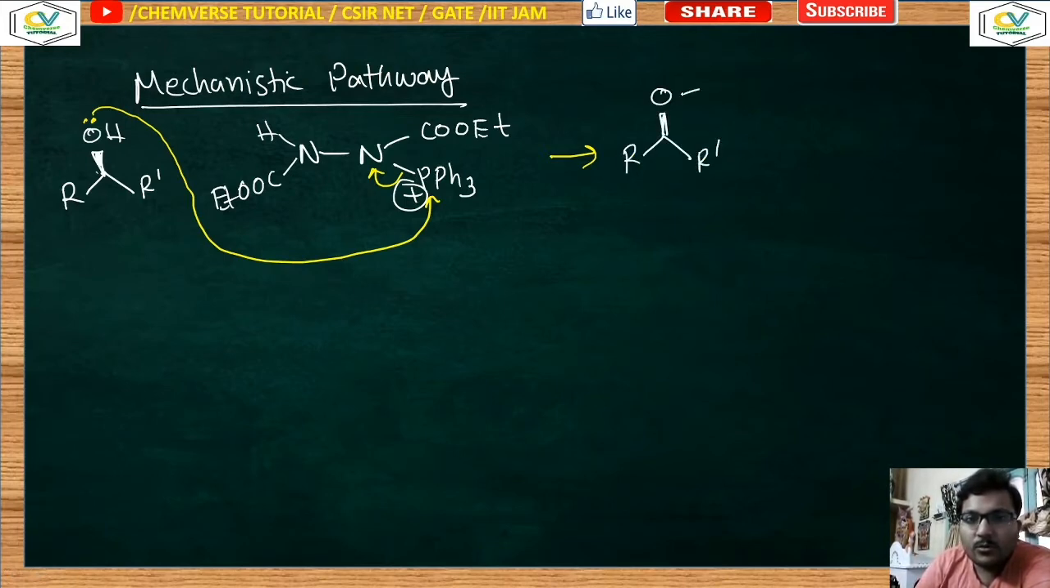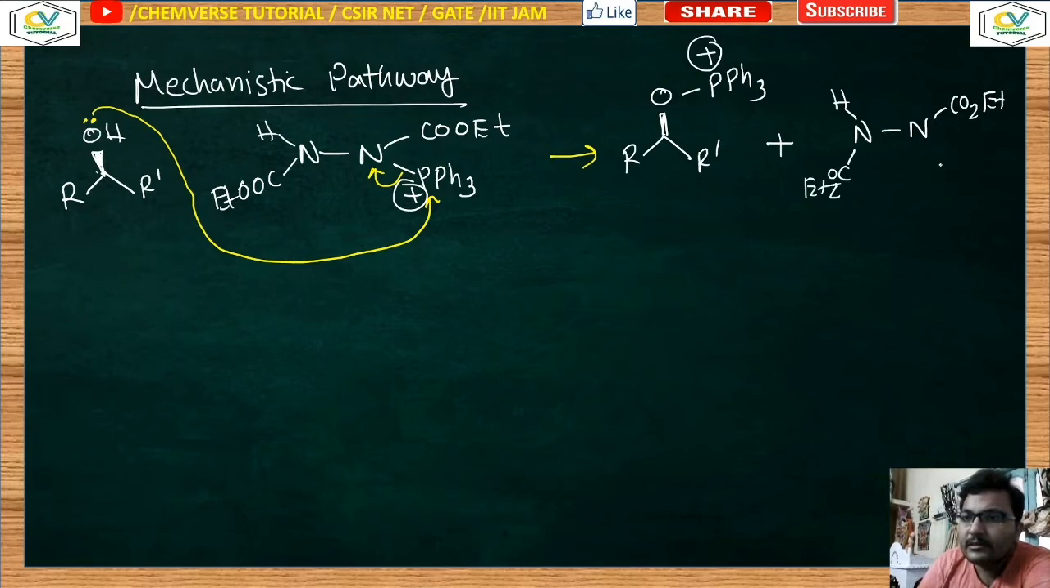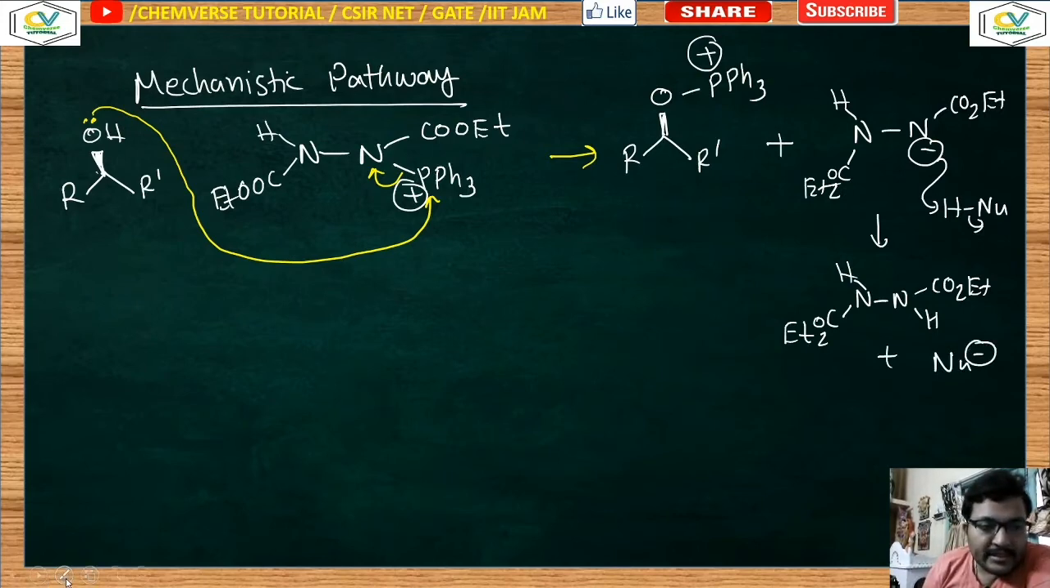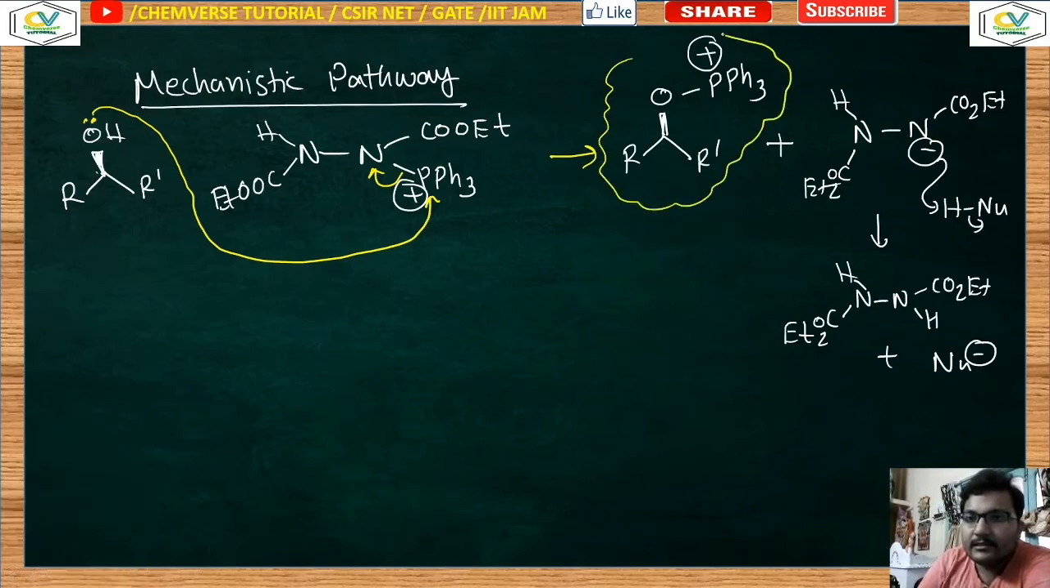R-O-PPh3 plus, okay, and this is NH-N-CO2Et. Now it has a lone pair, and it again abstracts a proton from NuH, producing this kind of system. This is CO2Et and this is CO2Et plus nucleophile. Now look at this. In the medium, what you can find? In the medium, this is present and a lot of nucleophile is present.